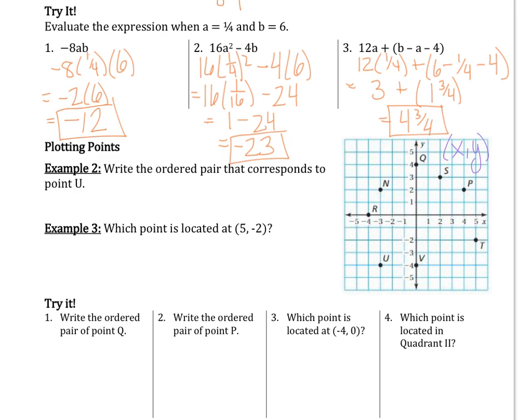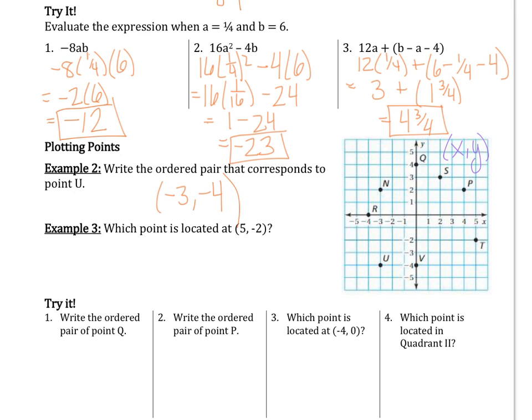So they're asking us to write the ordered pair that corresponds to point U, which is down here in this corner. So if I kind of track it from the origin, I will go to the left 3 and down 4 units, so that you can see the numbers correspond right there on the grid. So the point for U would be -3, -4.